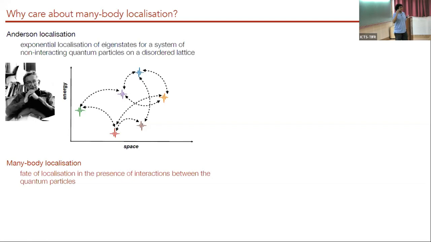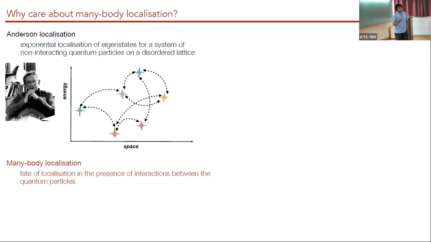This was extremely different from the kind of Bloch waves picture that people were used to back then. And then, of course, Sir Nevill Mott and one of his co-workers came together and showed that in one spatial dimension, or in two spatial dimensions, an infinitesimal amount of disorder is enough to exponentially localize your eigenstates.